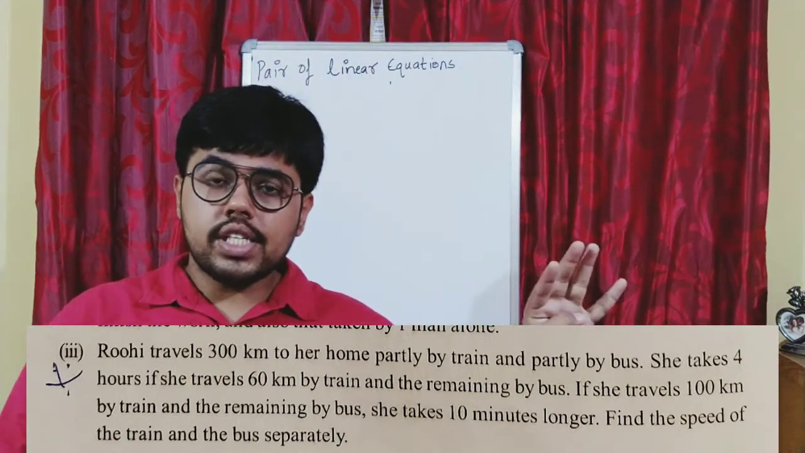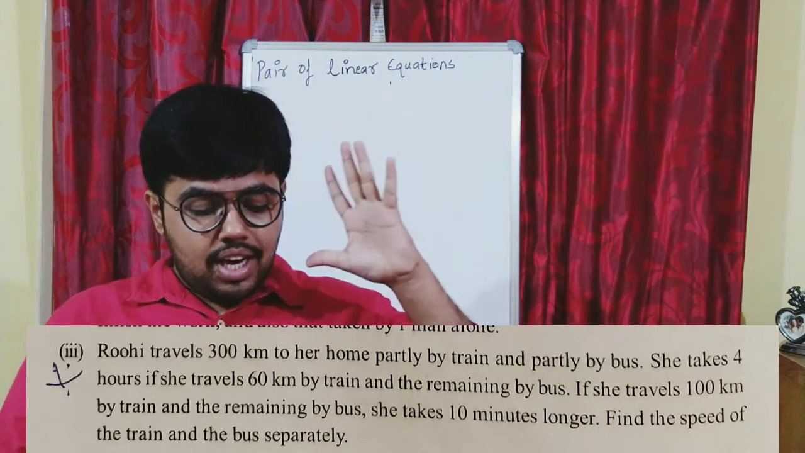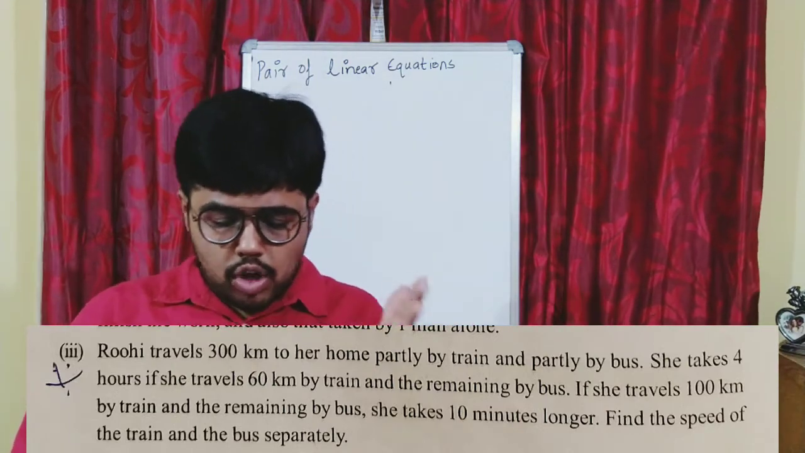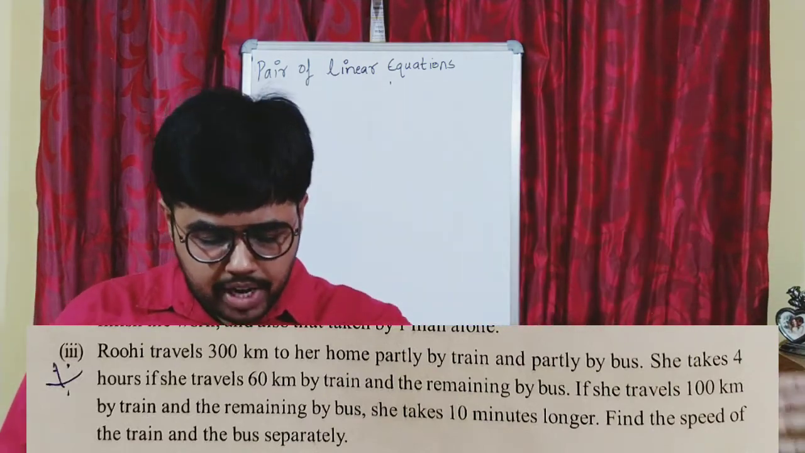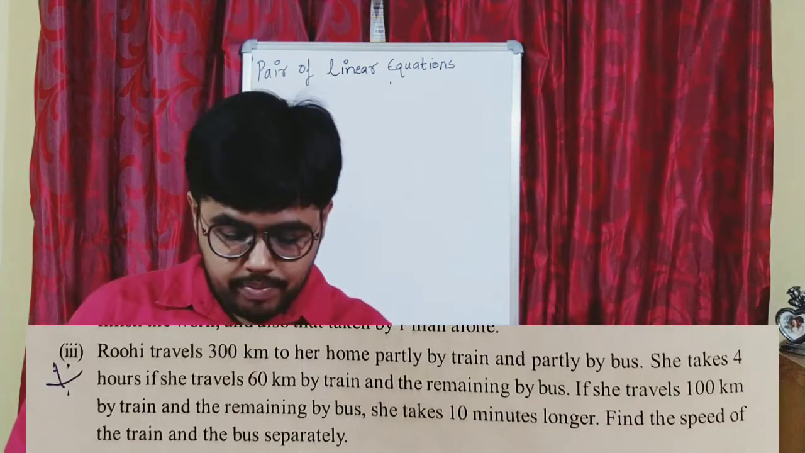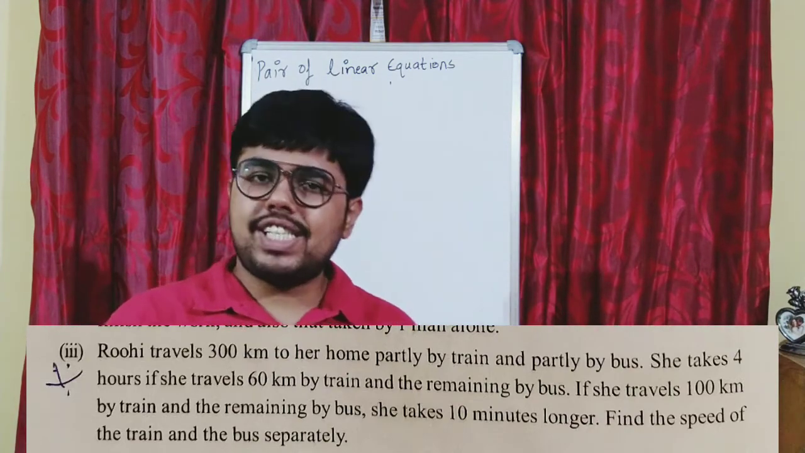Okay, she takes 4 hours if she travels 60 km by train and the remaining by bus. If she travels 100 km by train and the remaining by bus, she takes 10 minutes longer. Find the speed of the train and the speed of the bus separately.